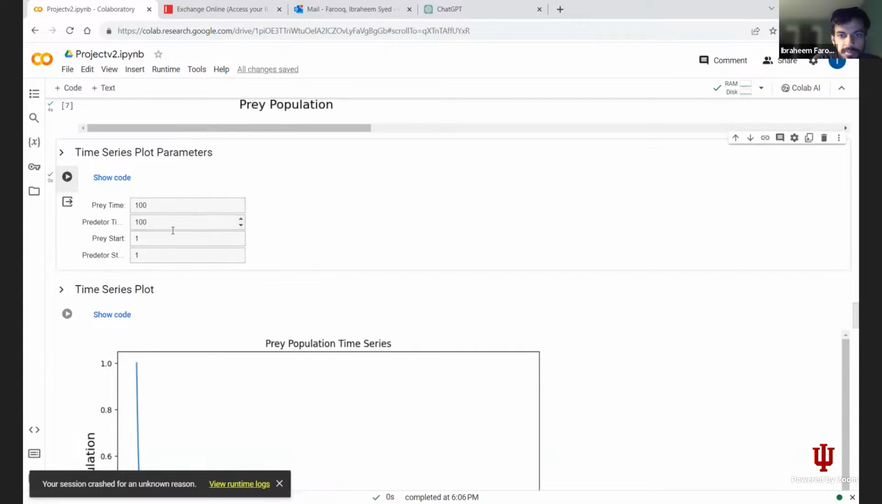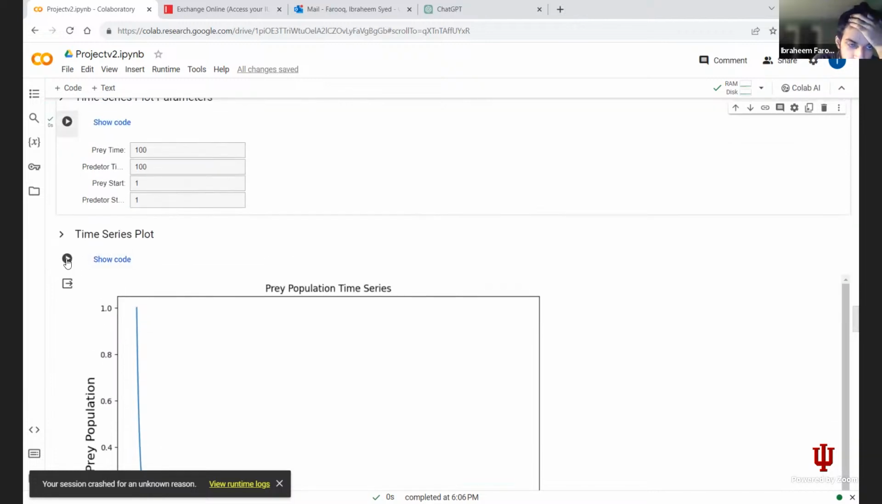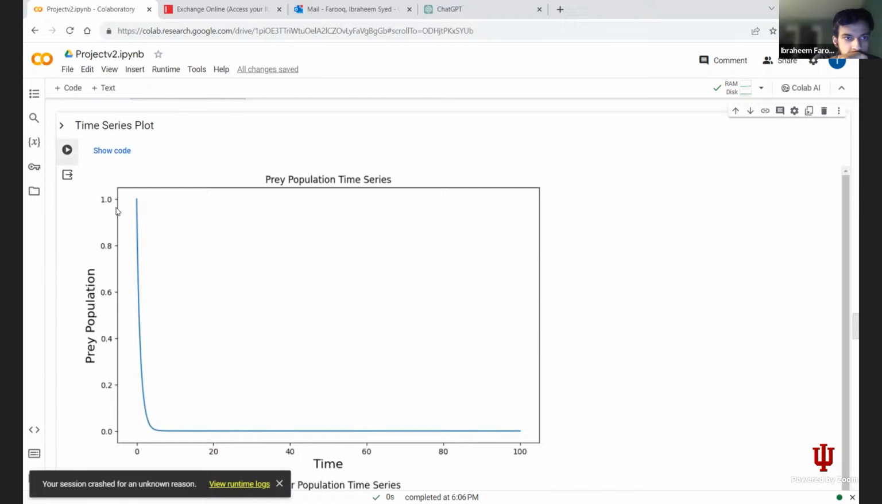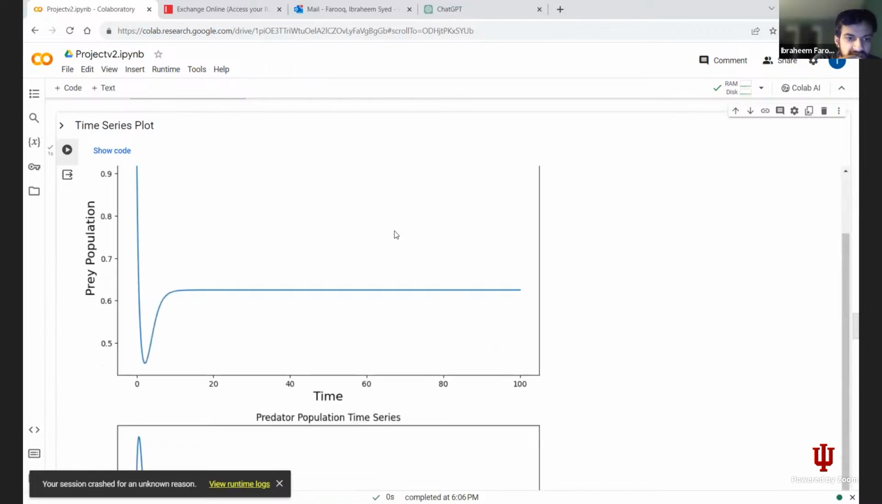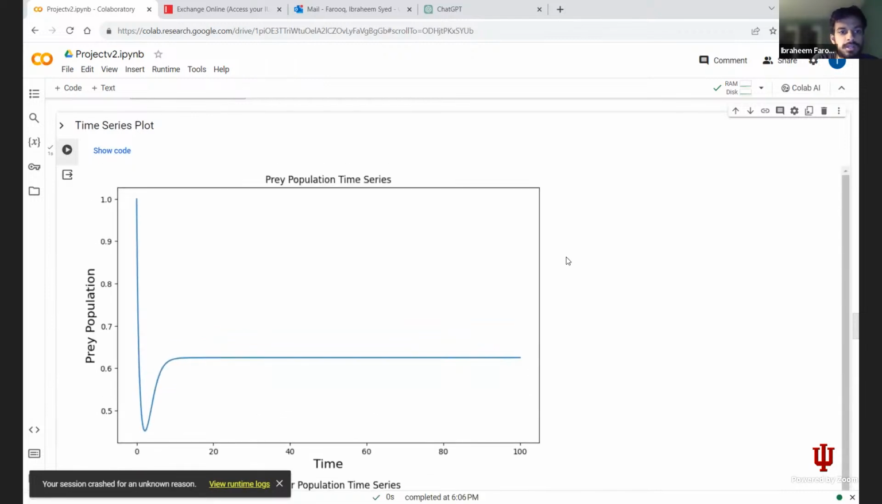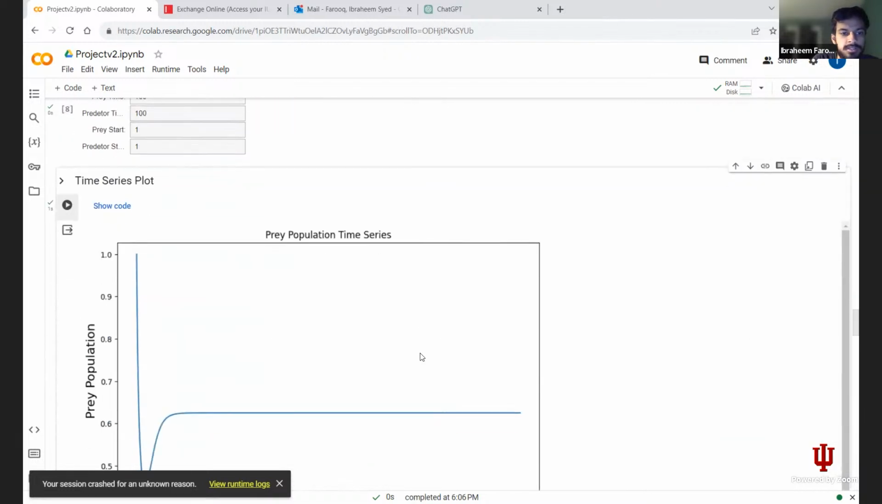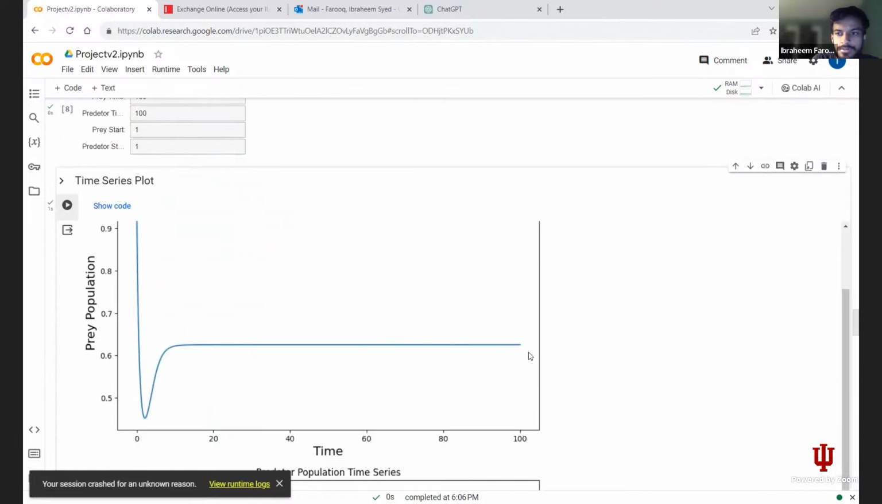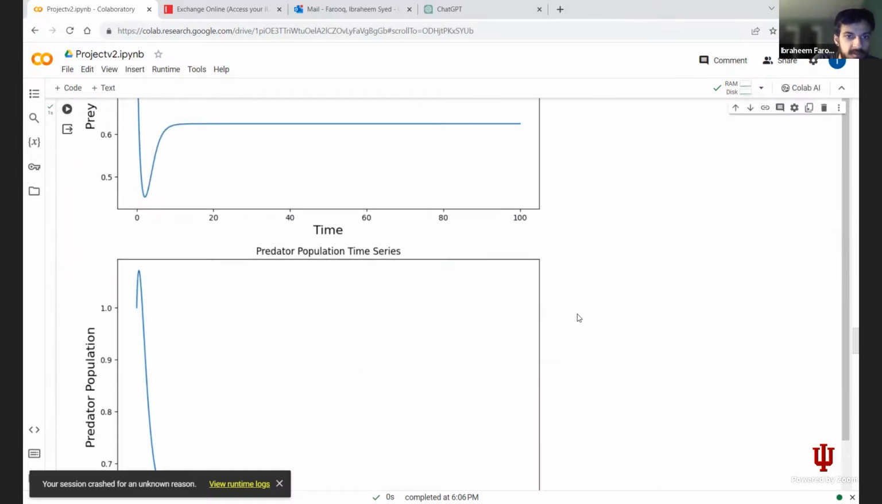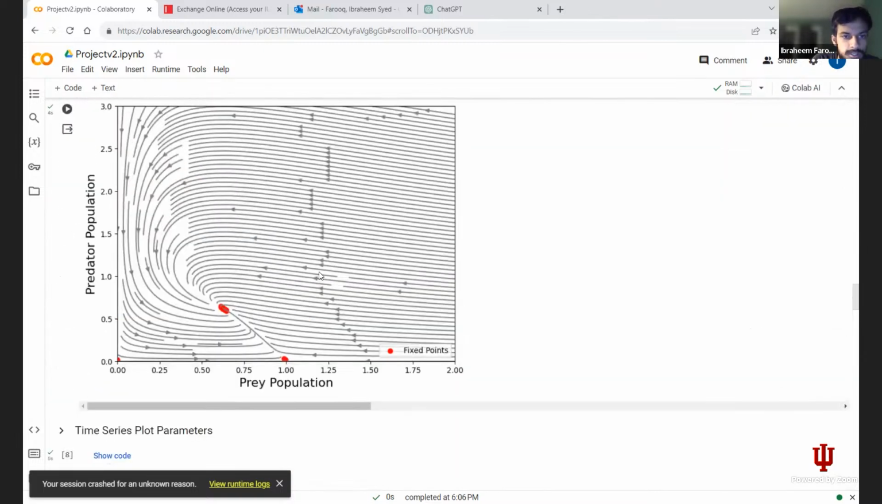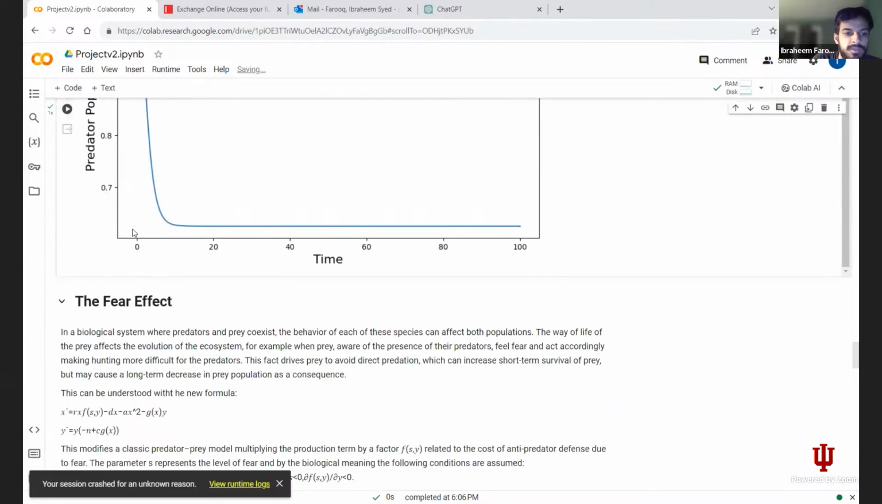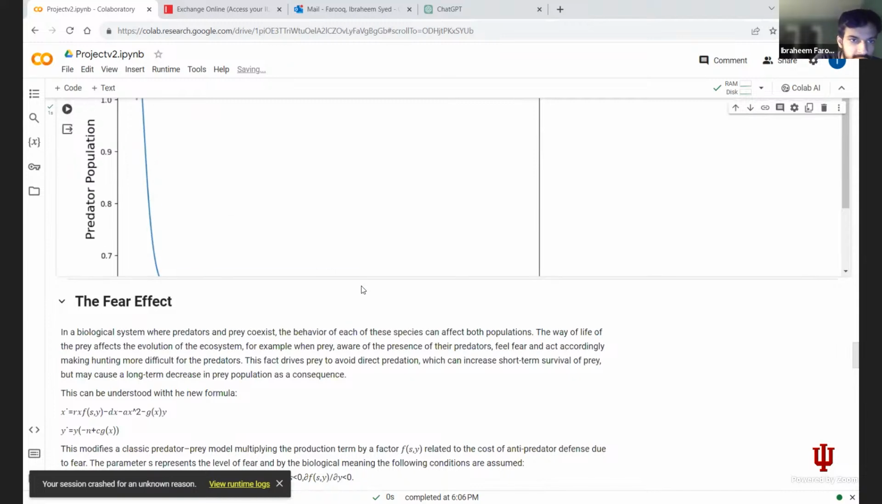Here you can just modify the time also, because sometimes the time affects what you want to see. Yeah, so this is what we thought. The prey decreases, overcorrects, and then approaches the steady state. And the predator population is what we expect here. A slight increase, which follows this line over here, and then it drops down and approaches the steady state.